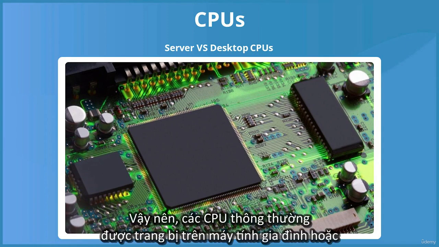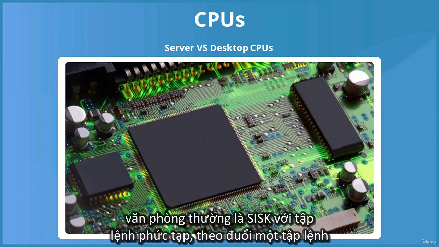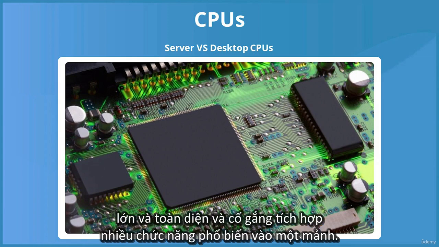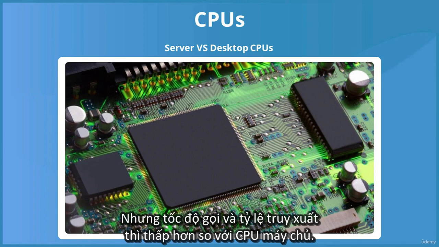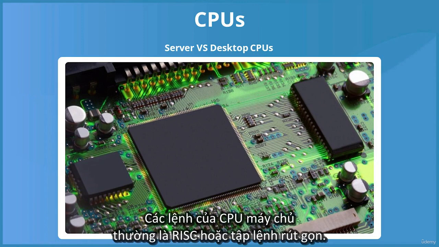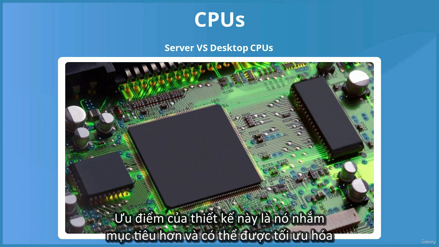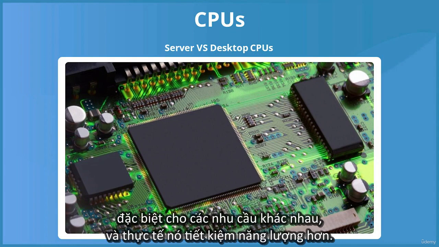The common CPUs equipped in home or work computers are usually CISC complex instruction sets, which pursue a large and comprehensive instruction set and try to integrate various common functions into one piece. But the calling speed and hit rate are lower compared to server CPUs. The instructions of server CPUs are generally RISC, or reduced instruction set. The advantage of this design is that it's more targeted and can be optimized specifically for different needs, and it's actually more energy efficient.